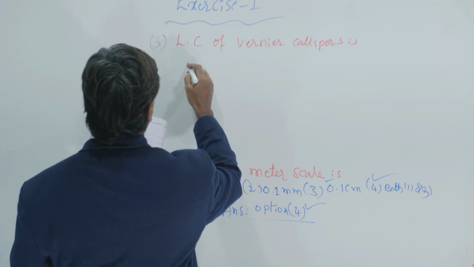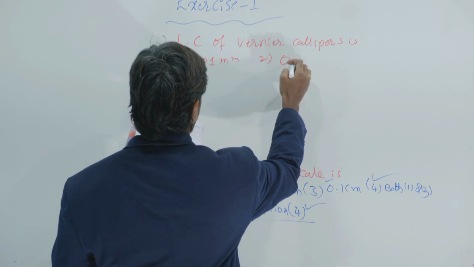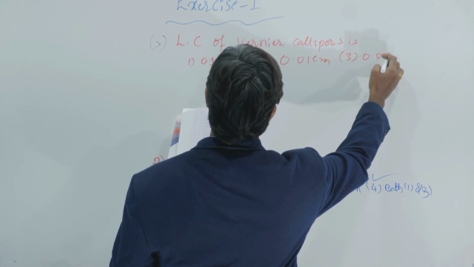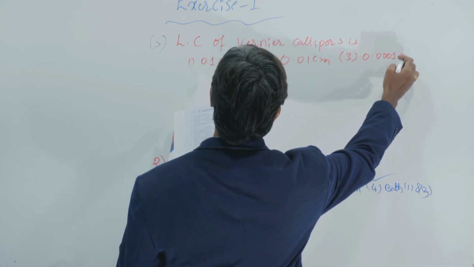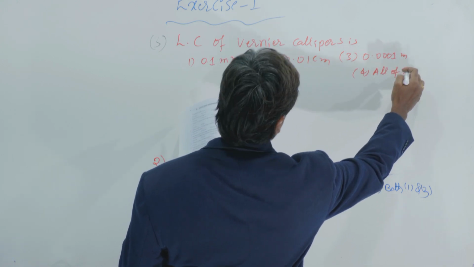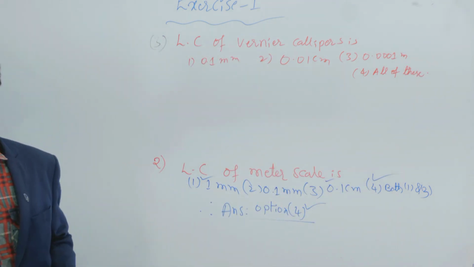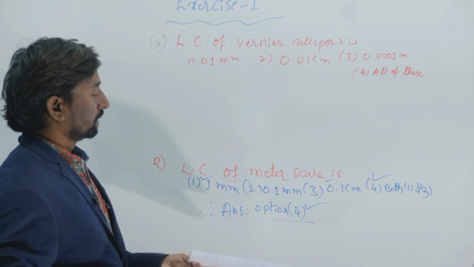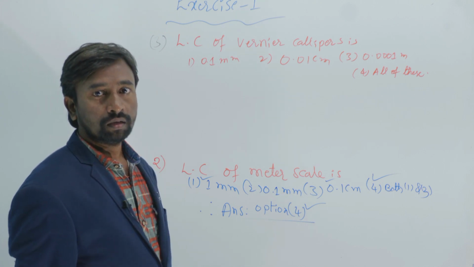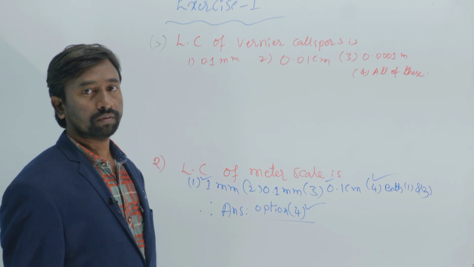The options are: first, 0.1 mm; second, 0.01 centimeter; third, 0.001 centimeter; and fourth, all of the above. So the least count of vernier calipers. Vernier calipers is a device which can measure lengths up to the 100th part, so it can measure the 100th part of a centimeter.